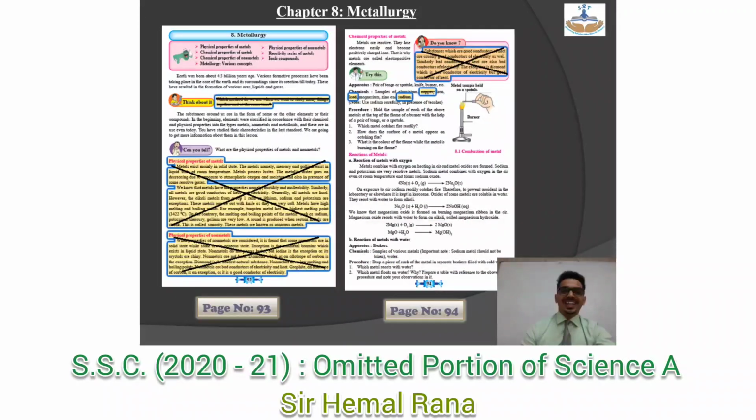We come to chapter 8, metallurgy. Now in this, on page 93, think about it. This part is not there. This part has been omitted. And then the later part of can you tell, this question is there. But when you talk about physical properties of metals and non-metals, these two paragraphs have been removed completely. Then on page 94, we don't have do you know. This part has been omitted.